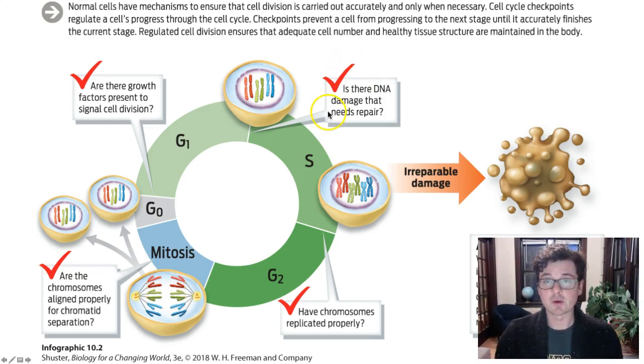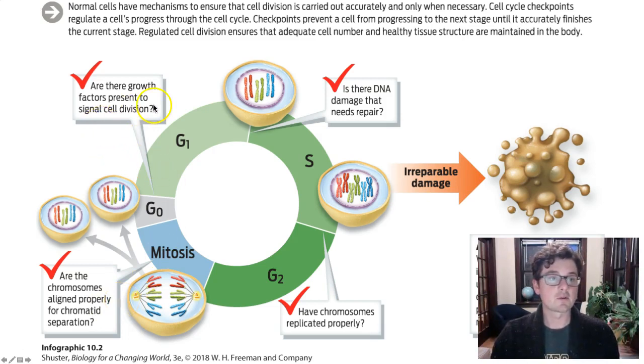So there are proteins that check whether or not DNA is damaged. If it's damaged, does it need to be repaired? There are proteins, or enzymes, that check whether or not the chromosomes have replicated properly, because each daughter cell is going to have the exact same number of chromosomes with the exact same set of homologous chromosomes. There are proteins that check are the chromosomes aligned properly. If they're not aligned properly, obviously you're going to get two daughter cells with different combinations of chromosomes, and that's not what you want. You want to maintain the same genetic identity.